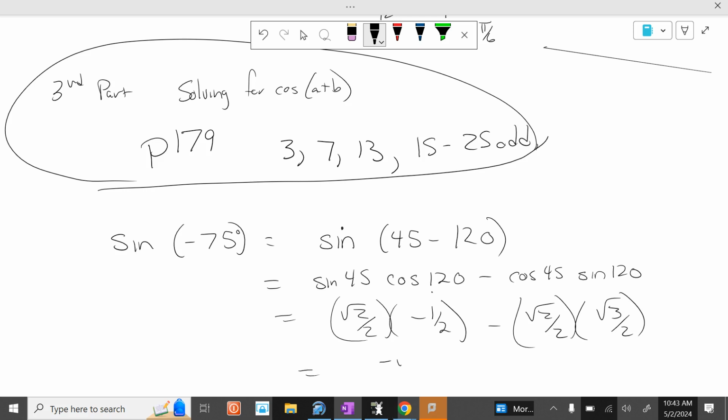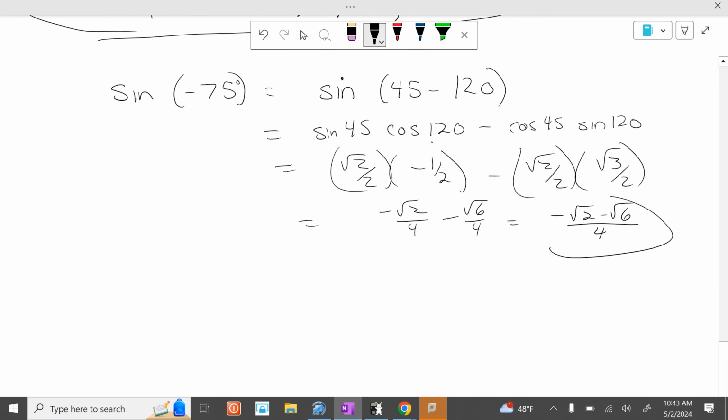So this is negative square root of 2 over 4 minus square root of 6 over 4, which is negative square root of 2 minus square root of 6 all over 4. Okay? So the sine of negative 75 is the same as what the cosine of negative 15 was. Okay.